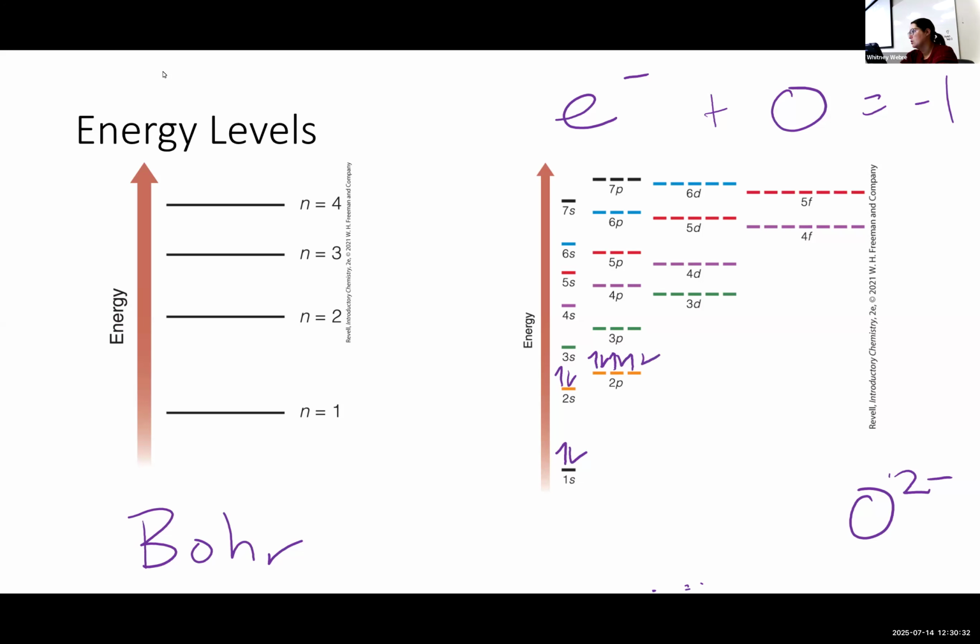If I'm focused on oxygen, you add electrons to get it to be more negative, and you remove electrons to get it to be more positive. But let's go back to oxygen being just a neutral charge. Okay.